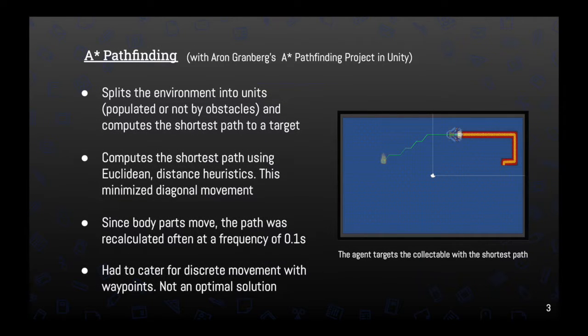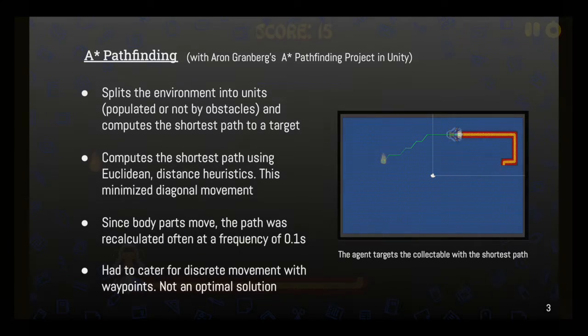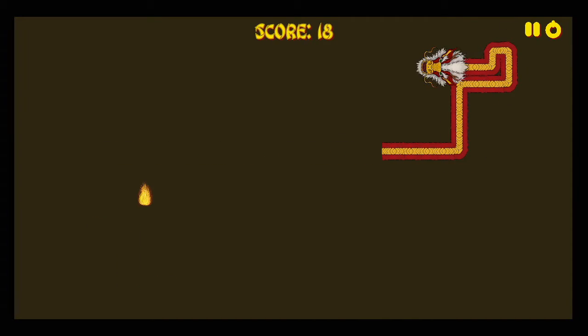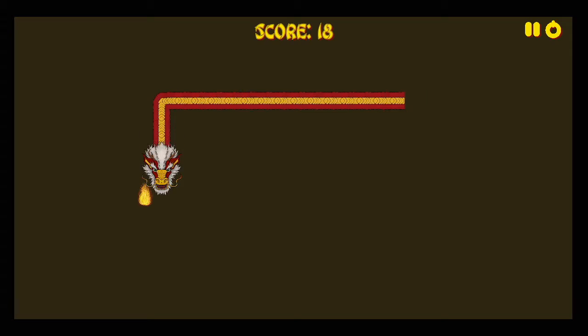For A-star pathfinding, we used Aaron Granberg's Unity implementation. Here the game environment was subdivided into units. From these units, paths were calculated, taking into consideration obstacles. These paths were calculated as the shortest possible routes with respect to the Euclidean distance metric. Each path was calculated every 0.1 seconds, since the environment was dynamic and changing frequently. The agent is able to play the game pretty well, but due to a discrete set of actions, it starts failing when it comes to avoiding its body parts and the boundaries.